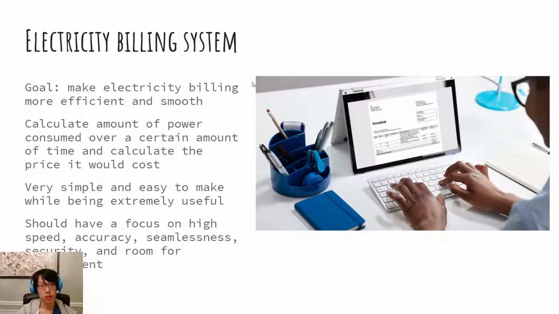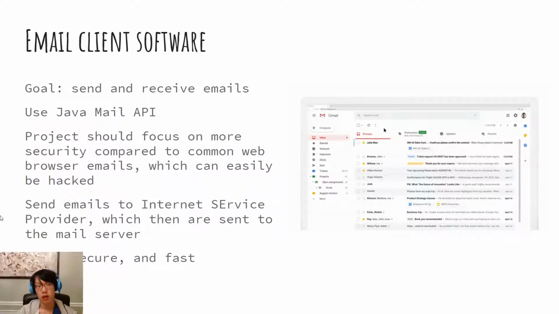So that's the first project, the electricity billing system. The second one is sort of an email client software. Of course, we all know Gmail. Gmail is very useful, and of course Yahoo and Microsoft Mail or something. So there are a lot of different types of email software.